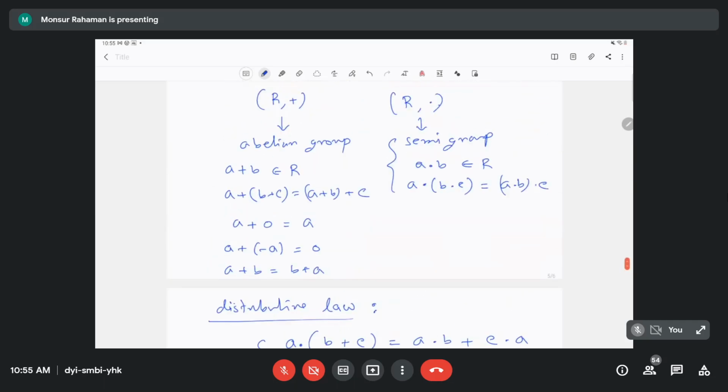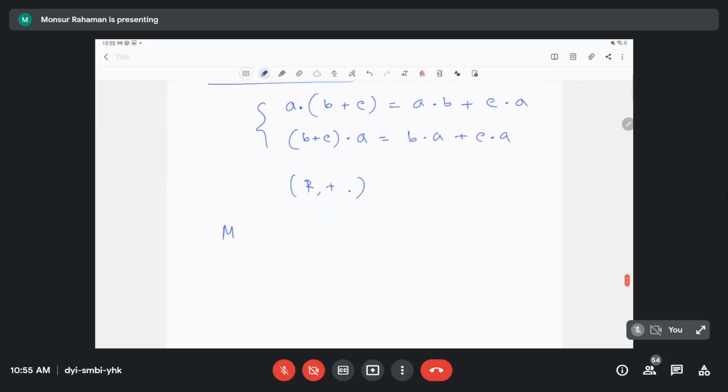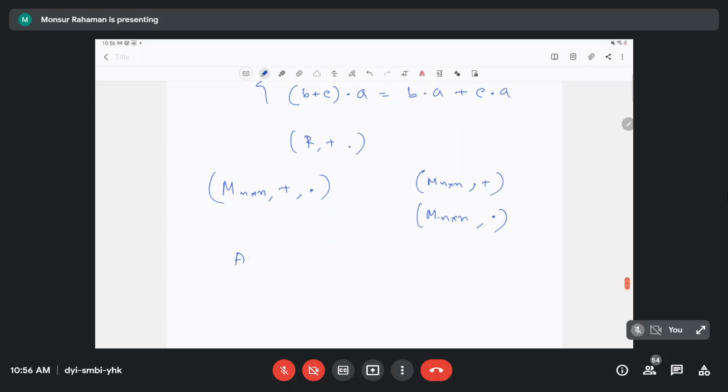So if these conditions are satisfied, then (R, plus, dot) is called a ring. For example, if you take n cross n matrices with respect to plus and dot, then it is a ring, because n cross n matrices with respect to addition is an abelian group, and with respect to dot is a semigroup. And now we just have to check if the distributive conditions are satisfied. Obviously, in matrices these are the distributive laws, so it is a ring.